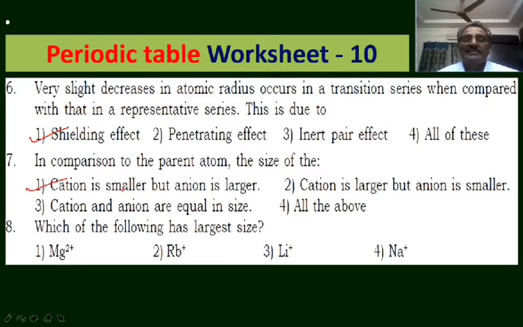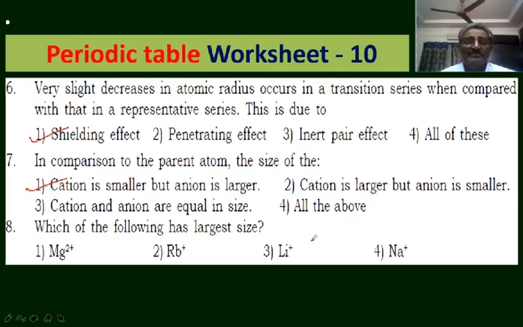So the first option is the right option. Cation is smaller than the parent atom and anion is larger than the parent atom. So the first option is the right option. Which of the following has a larger size? Mg2+ ion, Rb+ ion, Li+ ion, and Na+ ion.